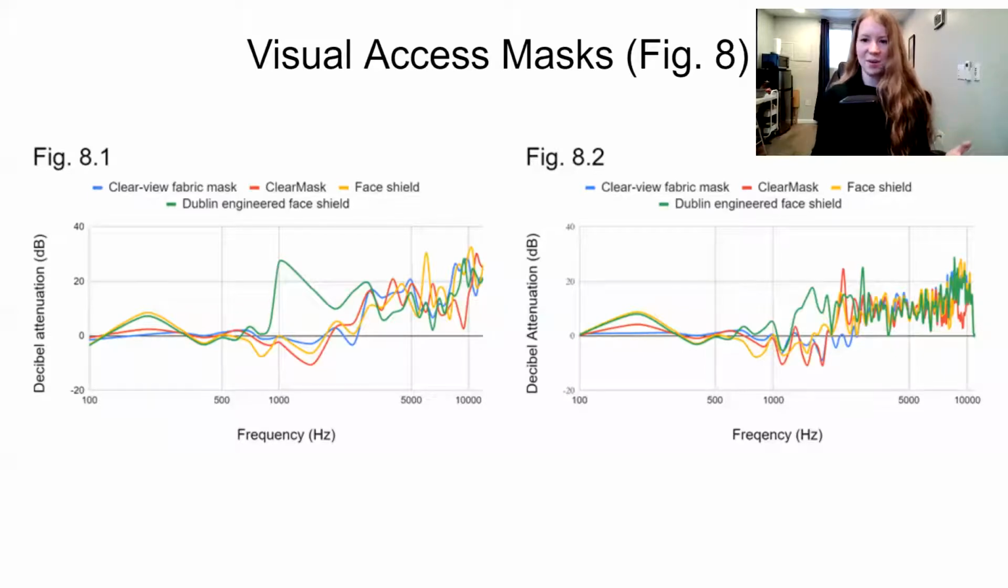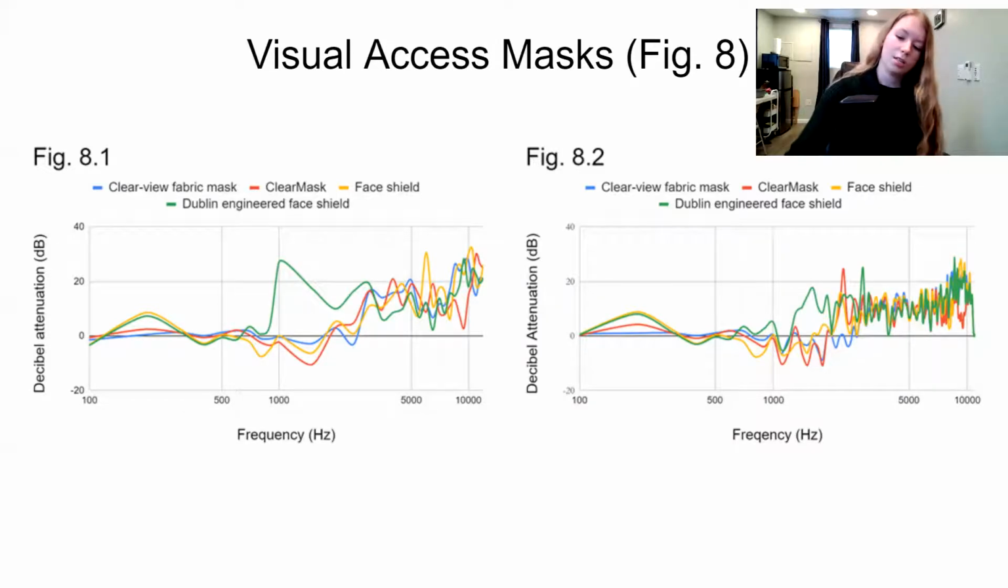So this is a little bit of a mess, and it is separated on the next slide. But this shows the visual access masks in relation to each other, including the Clearview fabric mask, clear mask, face shield, and Dublin engineering face shield. Pure tone is again on the left, audiobook is on the right. Something in particular to note is that all of these masks attenuated a lot. And by a lot, I mean a lot. Sometimes up to 30 decibels of attenuation, which is again significant because we can detect up to 3 decibels of change.